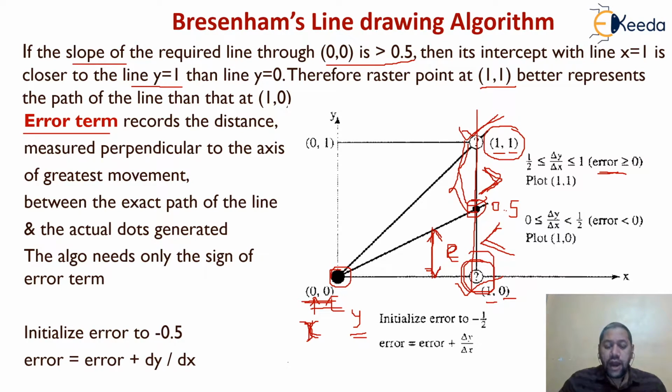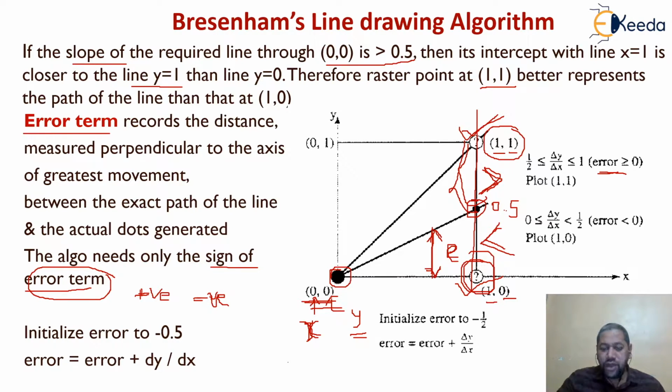But now, as I am saying, my Bresenham algorithm should use integer values, so the algorithm needs only the sign of the error term. We have to just check whether my error term is positive or whether it is negative. So I just require the sign of my error term.